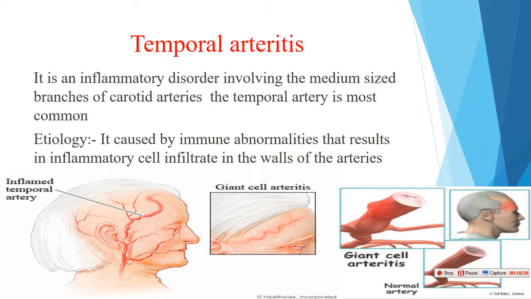Another type of vascular pain is temporal arteritis. Temporal arteritis is an inflammatory disorder involving the medium-sized branches of the carotid artery. The temporal artery is the most commonly involved. The etiology of temporal arteritis, as the name suggests, is an immune abnormality, an inflammatory disorder that results in inflammatory cell infiltration in the wall of the artery.